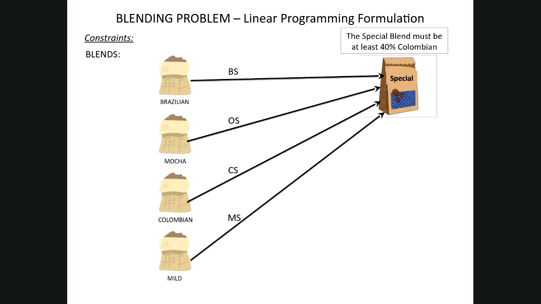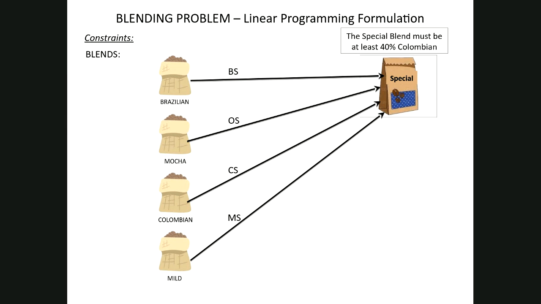So in the table of the problem statement, it says the shop uses the following blend requirements. So for the special blend, it must be at least 40% Colombian and at least 30% mocha. Now, the first thing about those is that those are two separate constraints.